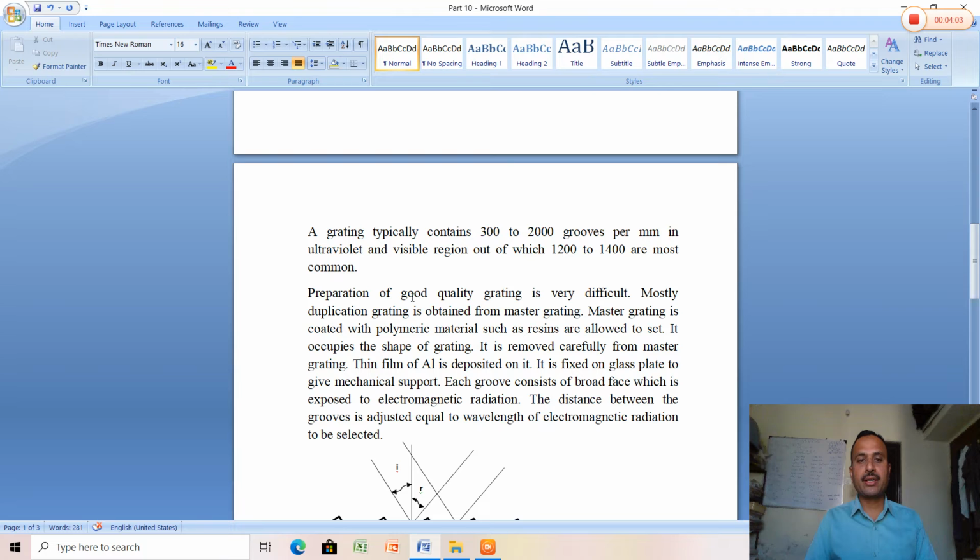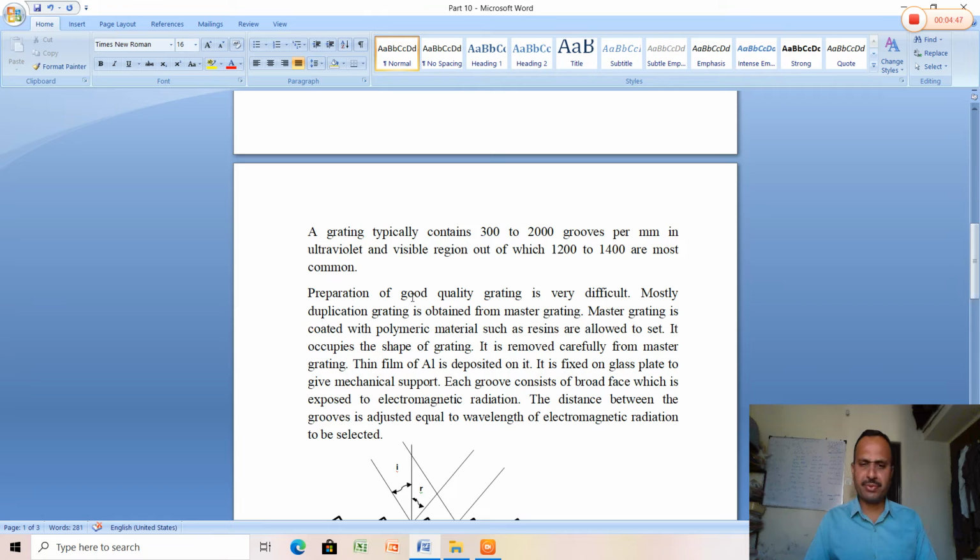A thin film of aluminum is deposited on it, on the surface of the duplicate grating. It is fixed on a glass plate to give mechanical support. There are 1200 to 1400 grooves per millimeter. Each groove consists of a broad face which is exposed to and captures the electromagnetic radiation. The distance between the grooves is adjusted equal to the wavelength of electromagnetic radiation to be selected.